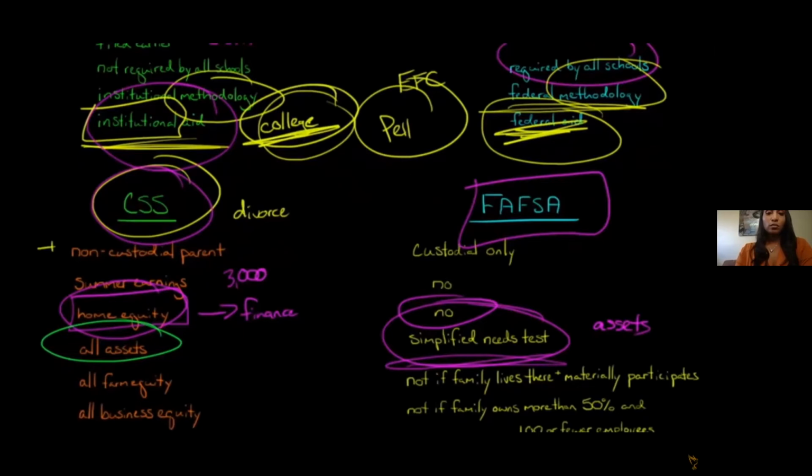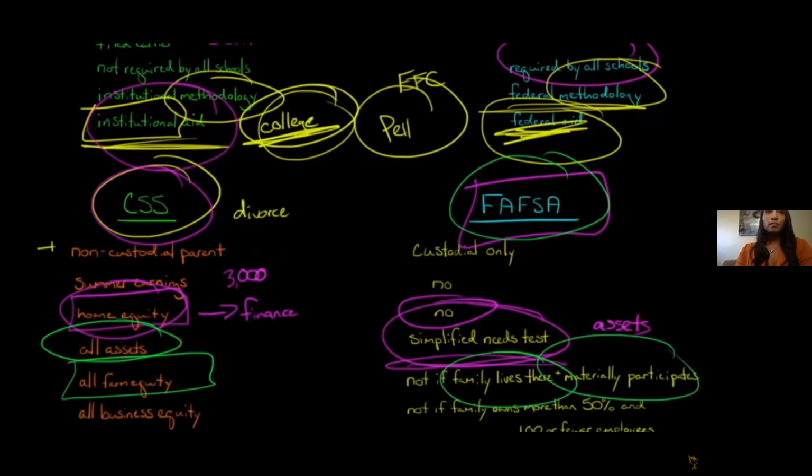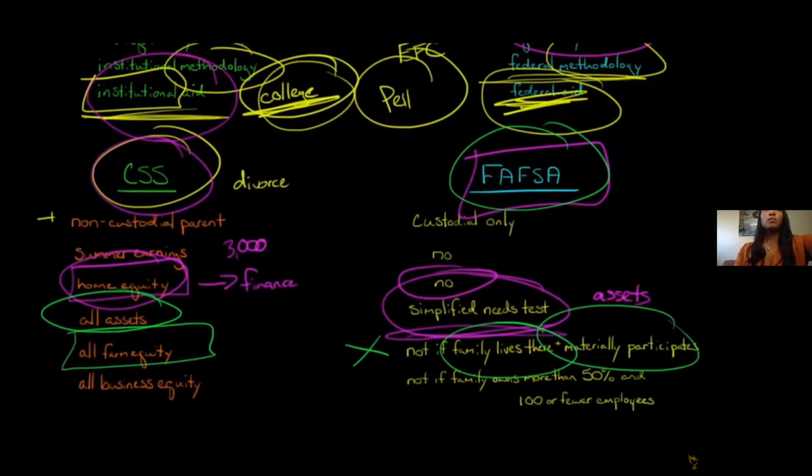The CSS is also going to look at all and any farm equity. However, the FAFSA will omit some farm equity if a couple of things are going on. So if the family lives on the farm and they materially participate in the operation of the farm, then the FAFSA will not be looking at the farm equity. They won't be taking that into consideration when deciding the family's expected family contribution.